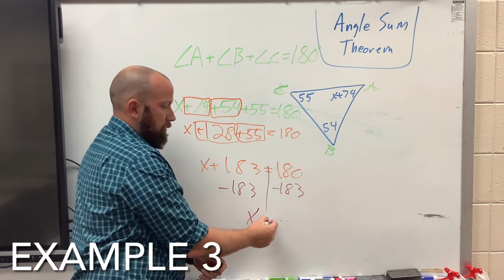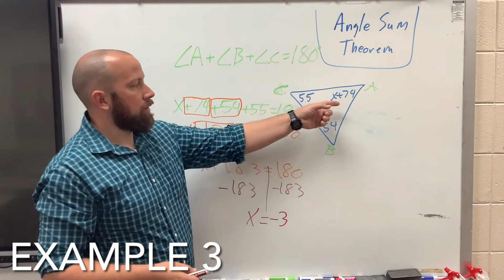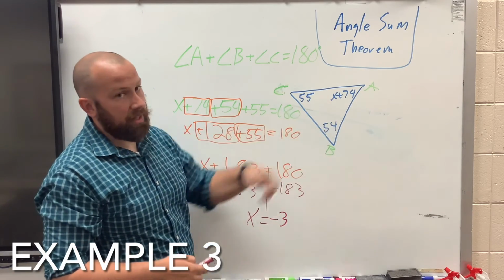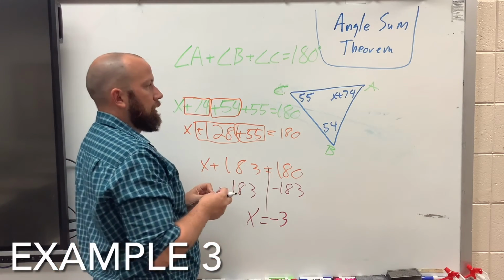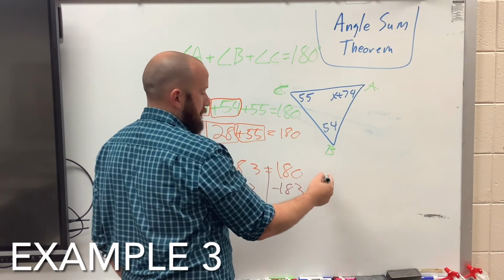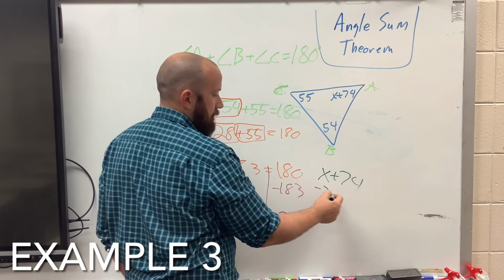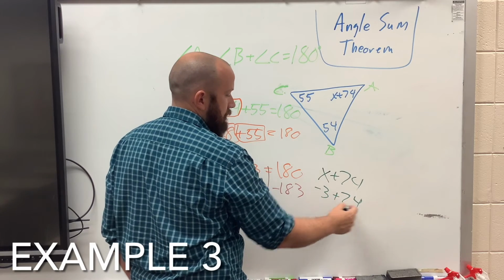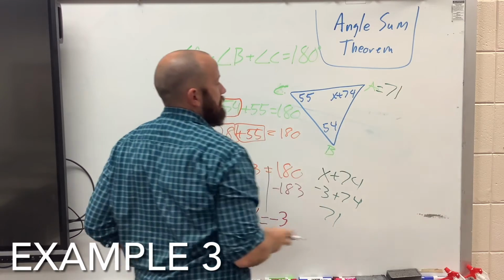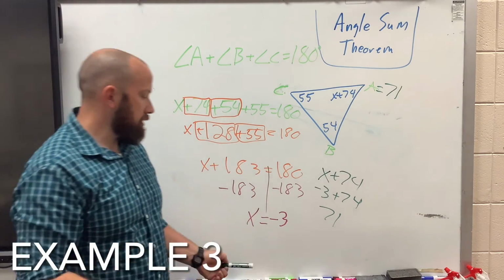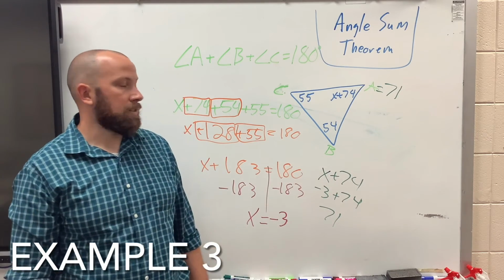X equals -3. Doesn't matter if you get a negative number. You can't have a negative angle in this case, so you plug it in. I'm trying to figure out what A is. So I have X plus 74. Plug in the -3, plus 74, so 71. This angle, angle A, is equal to 71. Nothing changes because there's a variable. You just plug everything in, combine the like terms, and solve.